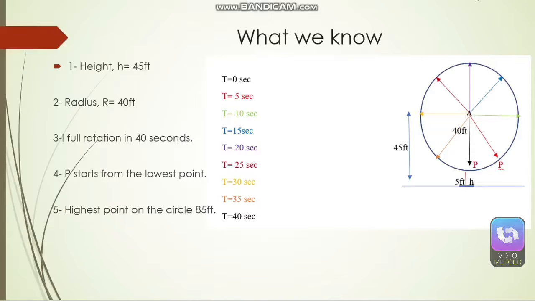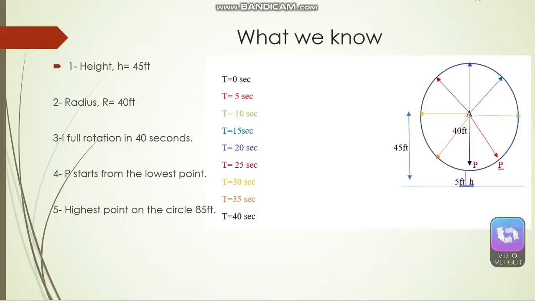As stated in the problem statement, the point P is rotating around A at a distance of 40 feet with the speed of one rotation per 40 seconds. The point A has an altitude of 45 feet. To make it easy to understand, we will first show the evolution of the height of P as a function of time graphically. So we draw the graph when t equals 0 and P starts from the lowest point.